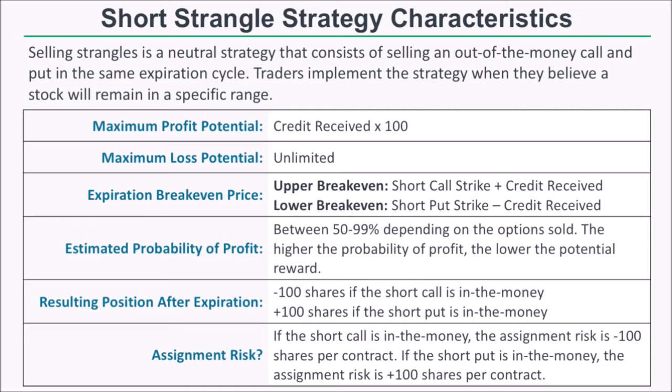Now, in regards to assignment risk, if the short call is in the money before expiration, you have the potential to be assigned negative 100 shares of stock per call contract. And if your short put is in the money before expiration, you have the potential to be assigned plus 100 shares per put contract. So if one of your short options is deep in the money before expiration, there is the potential to be assigned on those options.